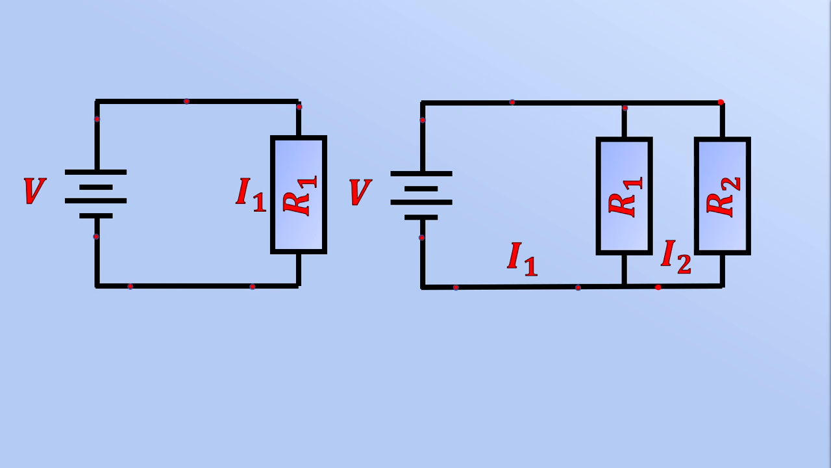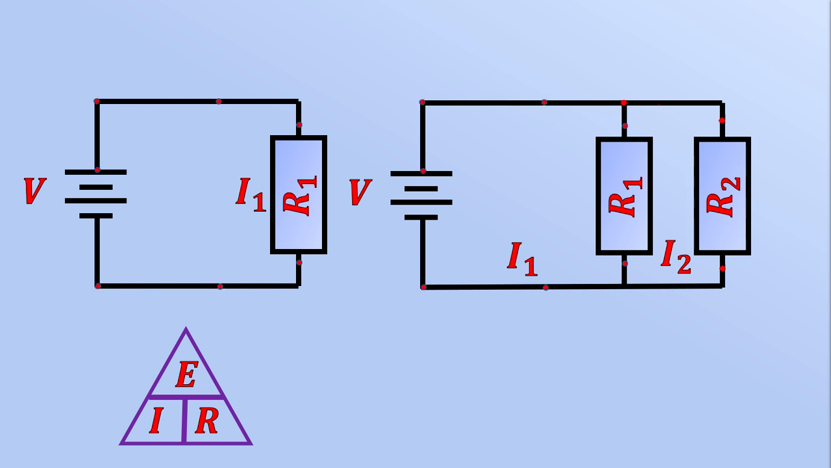The second circuit, the one on the right, has more than one path. This one has two, but it could have 3, 4, multiple paths. As long as there's more than one path for the current to flow through, then it is a parallel circuit.